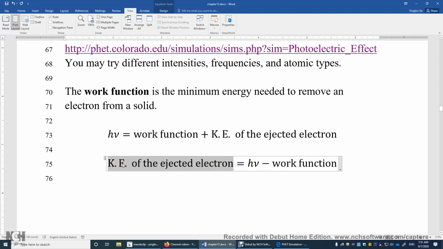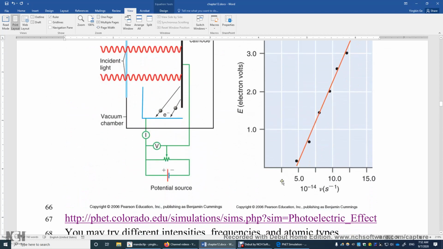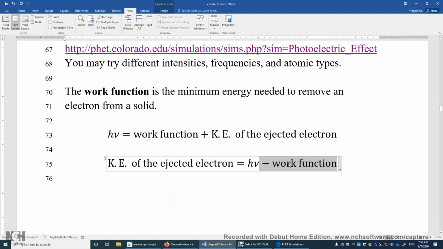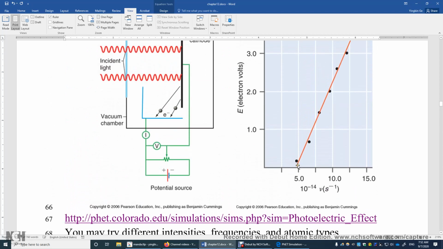So if you plot kinetic energy versus nu, you will get a slope. The slope is going to be h, the Planck constant. And this is going to be the y-intercept, negative work function. If you extend the red straight line all the way to the y-axis, you will get the y-intercept. The y-intercept is negative work function. What about this x-intercept? That's the minimum frequency of the photon that can eject an electron.